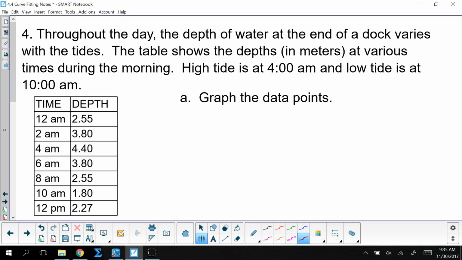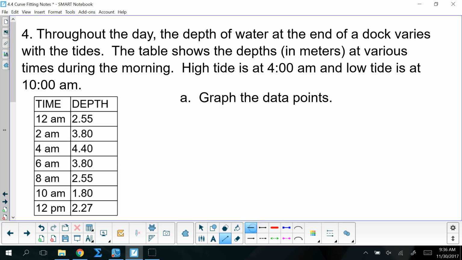Water. Depth of water, right? And if there's no water, what's the depth? 0. Can I have a negative depth, a negative 2 feet of water in a lake? No. Okay, so I don't need negative numbers. Okay?